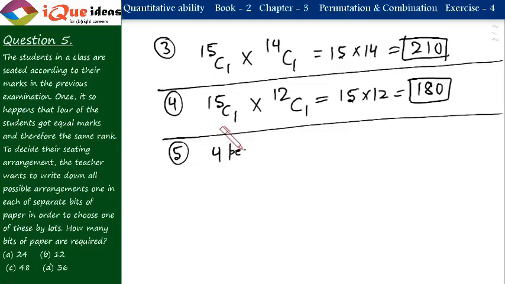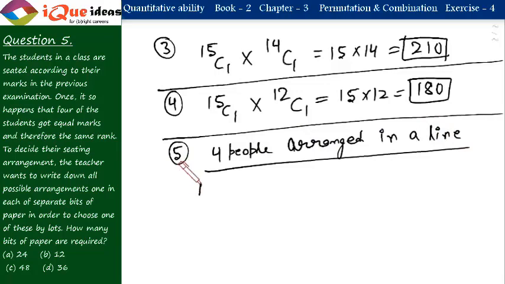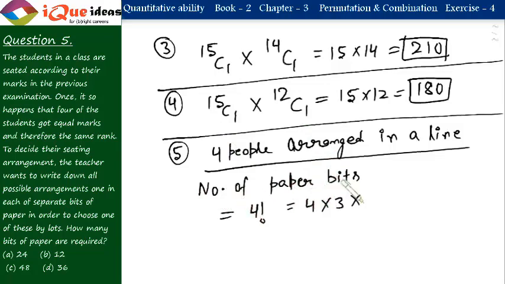Very simple. 4 people should be arranged in a line. Right? So the number of pieces should be equal to the number of ways of arrangement of 4 people in a line. So the number of paper bits required would be equal to the arrangement of 4 people in a line, that is 4 factorial. Now 4 factorial is 4 into 3 into 2 into 1, which is 24 ways. That's it. So there are 24 bits of paper required.